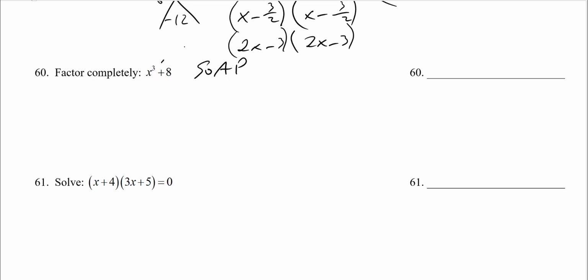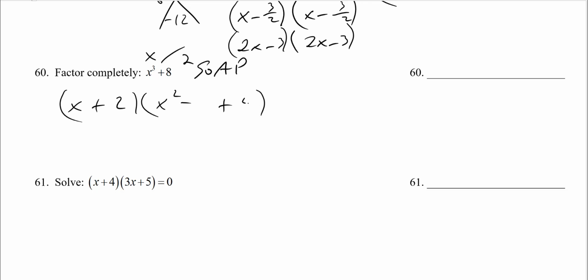Same sign, opposite sign, always positive, and that's a plus. So the cube root of x cubed is x, cube root of 8 is 2. So if I factor this, I get same sign, opposite sign, always positive. And so I basically have x and 2. And remember, the first one is x squared.